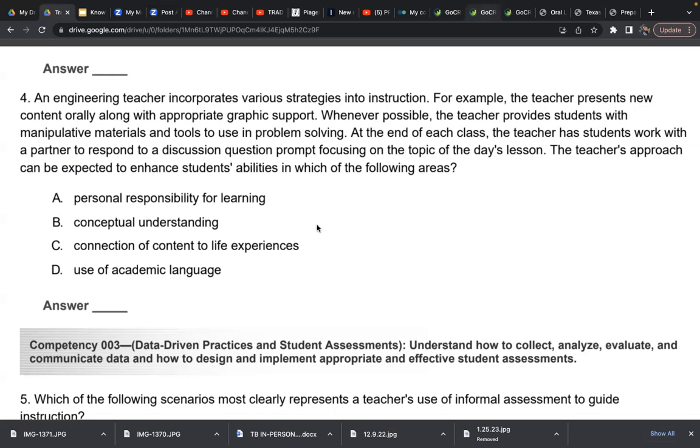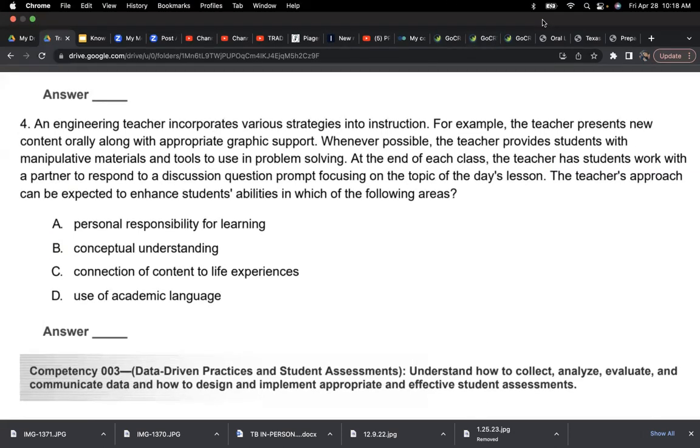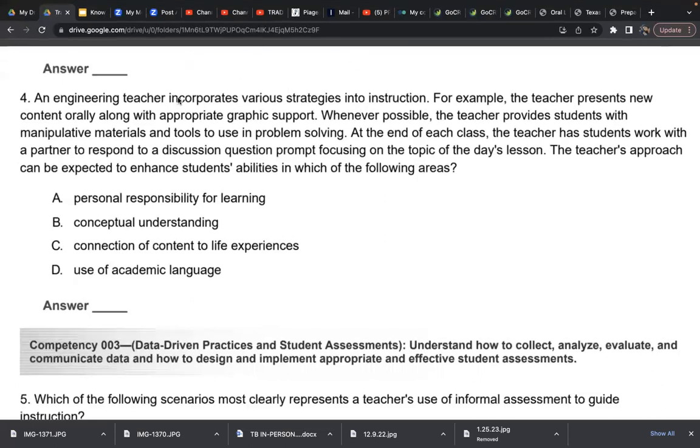Okay, excellent. Thank you. So what keywords and phrases as the reading went on did you see that you said, oh, okay, this is important? Incorporate various strategies into instruction. Teacher presents new content orally, with graphic support. So oral and we have the graphic support. And they have manipulative materials and tools. What else? Do you see a time marker? At the end of each class.